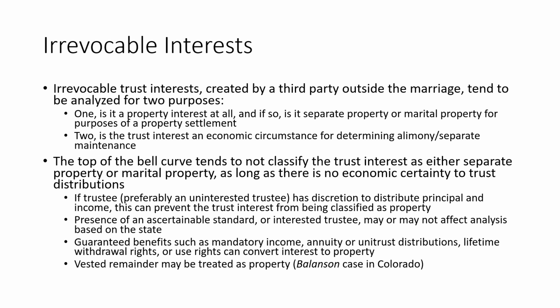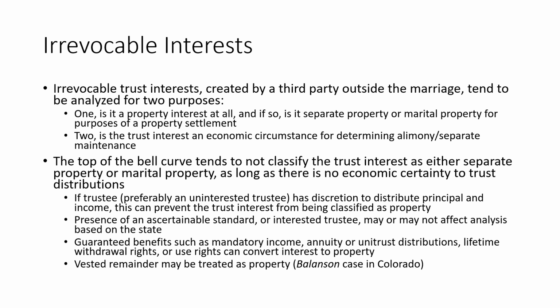Now, when it comes to irrevocable interests, we're concerned about these if they're from a trust that's created by a third party outside the marriage, really for two purposes. One, determining whether the interest in a trust is a property interest at all, and if so, is it separate property or marital property for purposes of the divorce court's creation of a property settlement. And two, would the trust interest be an economic circumstance that the court takes into account in determining alimony or separate maintenance, and, as I mentioned earlier, child support, which we're not going to really dive into here. We're really just concerned with the relationship between the spouses.